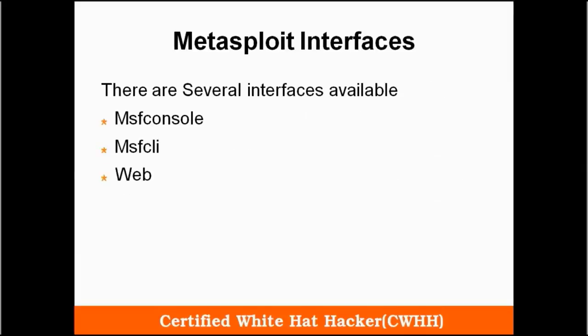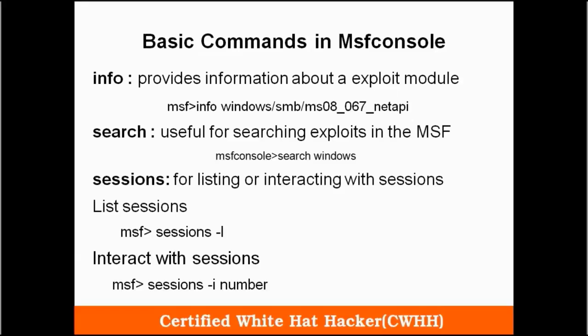So let's look at the different Metasploit interfaces. There are several interfaces for Metasploit, and some of them are like MSF console, MSF CLI, and the web version. So let's see some basic commands for MSF console. Info provides information about an exploit. So you give info and the exploit full path, and it gives you information about it.